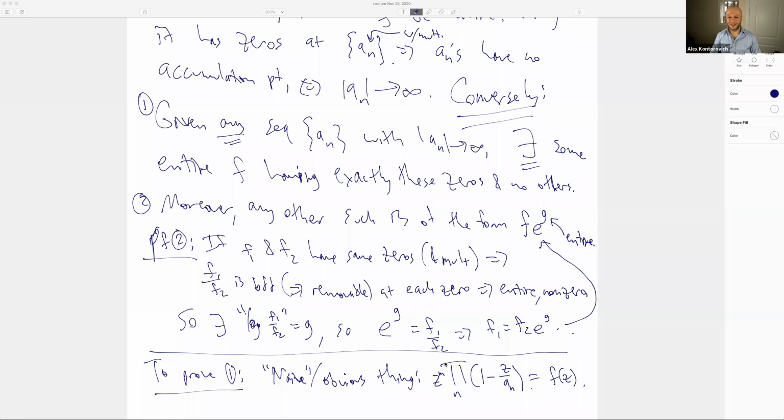Sorry, wait, why do we have the z^m at the front? Terms of this form don't work if the a_n itself is 0. The function might vanish at the origin, and if it does, I can't use terms that look like 1 minus z over 0. Okay, so you're just saying if 0 appears in the sequence. With multiplicity m, yes, including the possibility that m equals 0. There might not be any zeros at 0, in which case m is 0. So this is just the number of a_n's equal to 0, which might be 0.